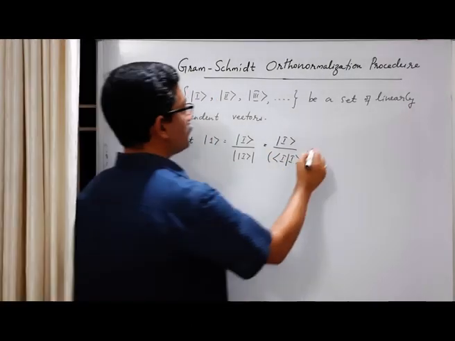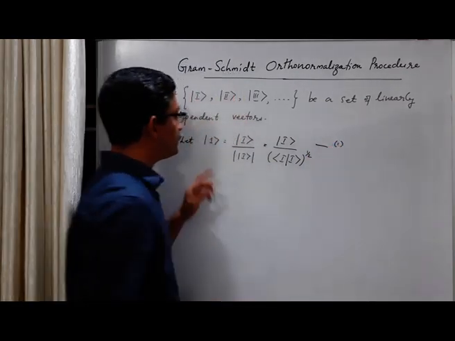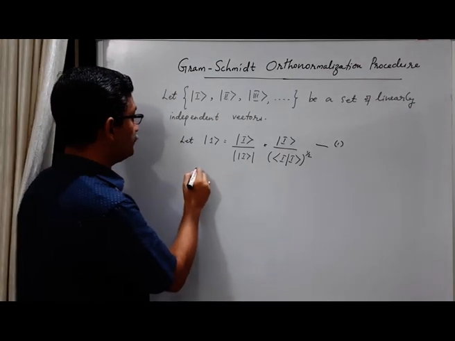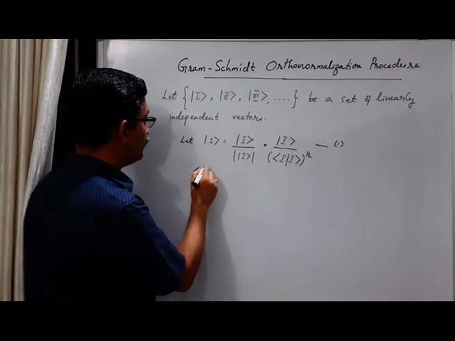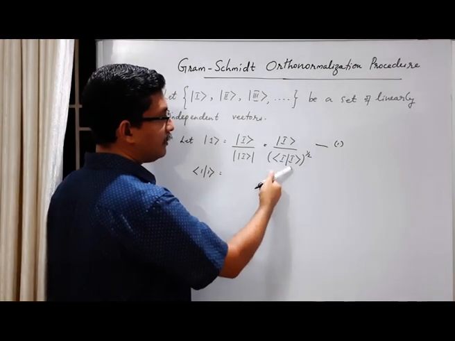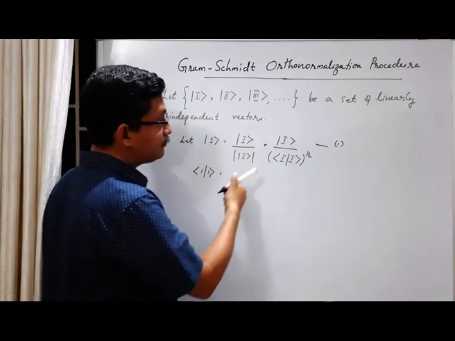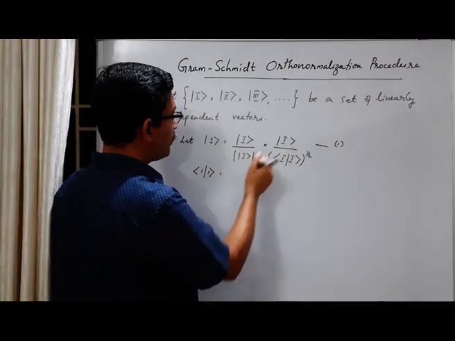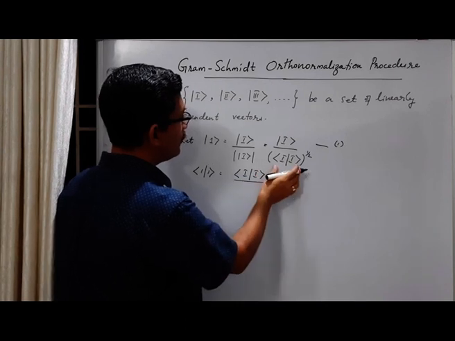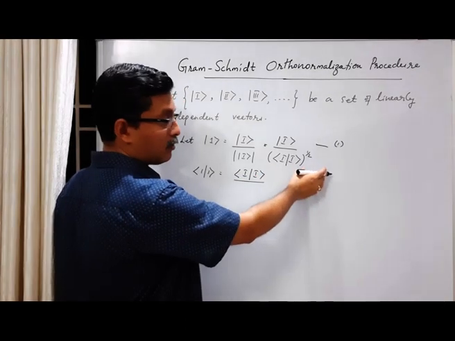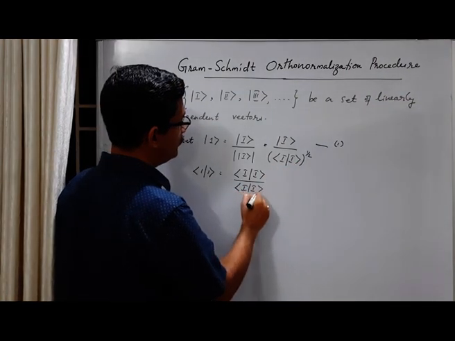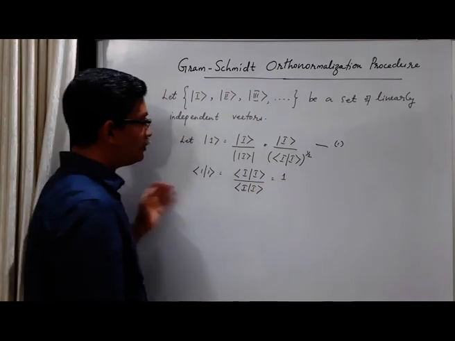So this is our first vector. This is clearly normalized. You can check that ket 1 with itself is a scalar, and remember this is also real. Then if you take the inner product, what you get is ket 1 with itself, and in the denominator you have the same value again. So we get 1, so it is normalized.